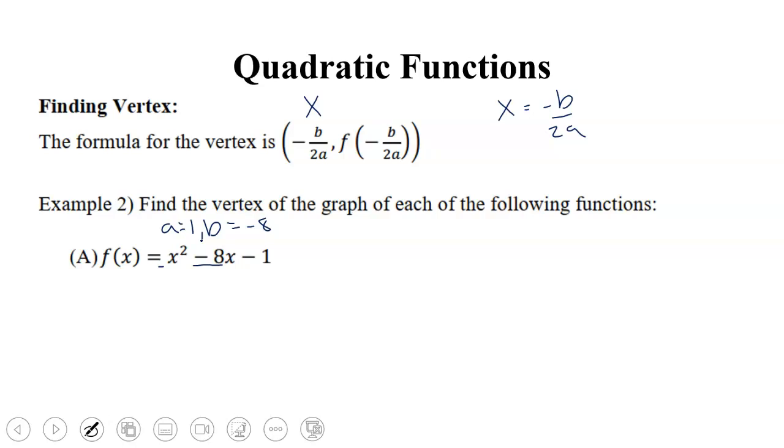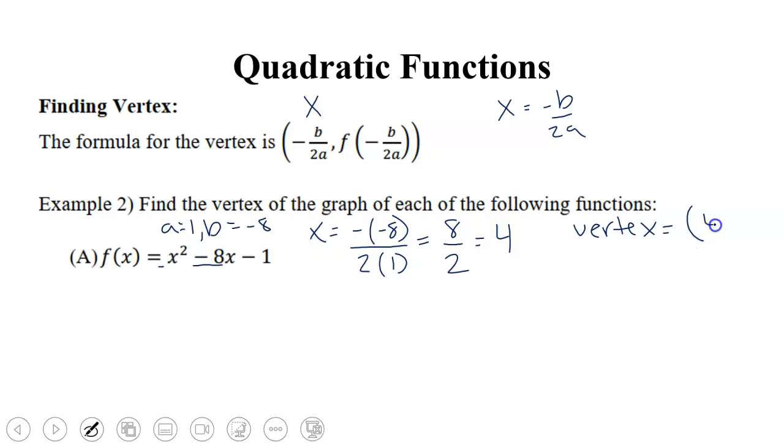Now use our formula. So x equals negative, what was my b? Negative 8. Put it in parentheses so you can see the double negatives. And then 2 times a. So what's my a? Positive 1. So 2 negatives make a positive 8. 2 times 1 is 2. 8 divided by 2 is 4. So my x coordinate for my vertex, because we're plotting points, is 4.